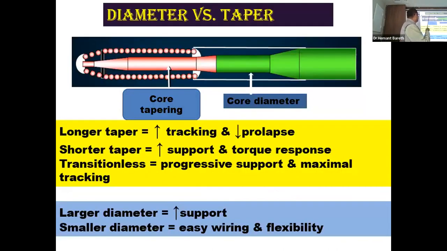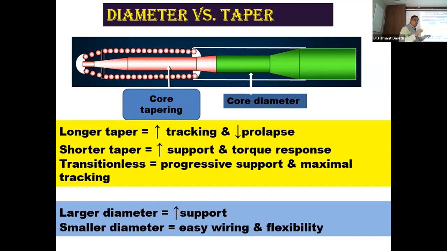And as I told you, diameter versus taper. Now, in the tapering, the core may end before the tip, but if the tapering starts from a long distance, then the distal part you can bend a little bit more, because the core will not allow the wire to be bent. If the core is extending to the tip with the same core thickness, then only a very small part of the wire could be bent. But if it is a longer taper, then it will track more and will have less prolapse.